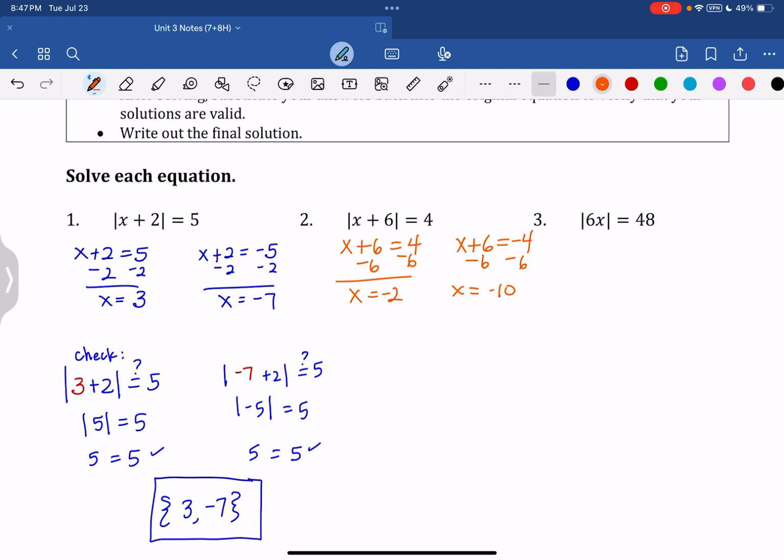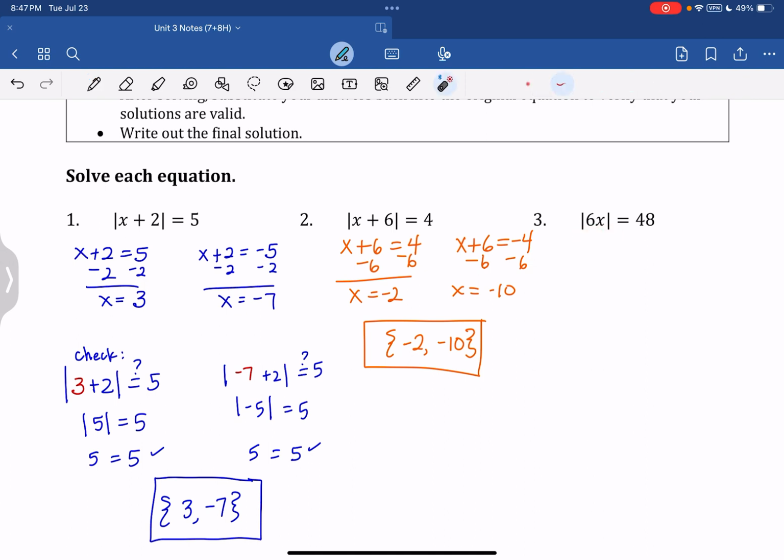-2 plus 6 is 4. That one works. -10 plus 6 is -4. That one works as well. So our solution is -2 or -10. If you can't do curly brackets, that's fine. Just do squiggly lines. All right, here we go.